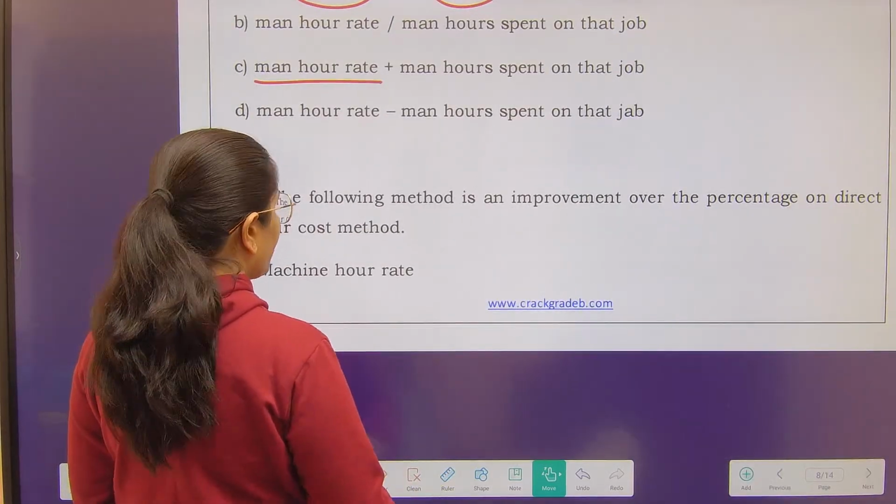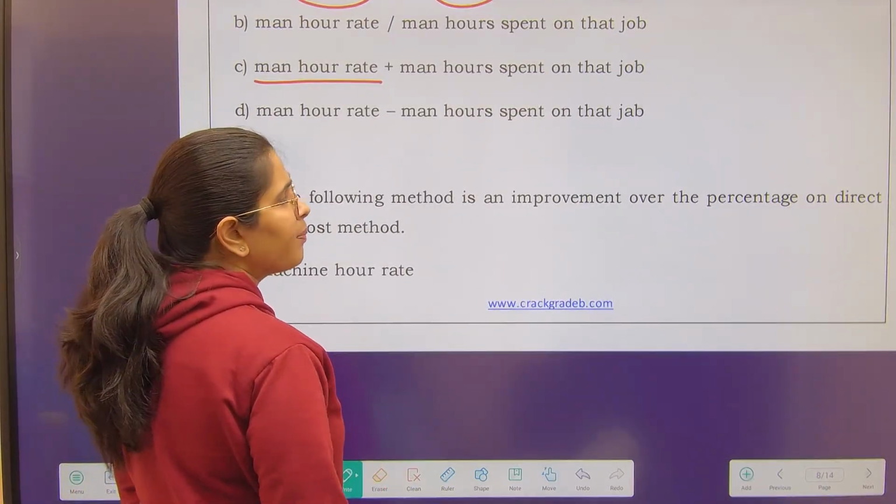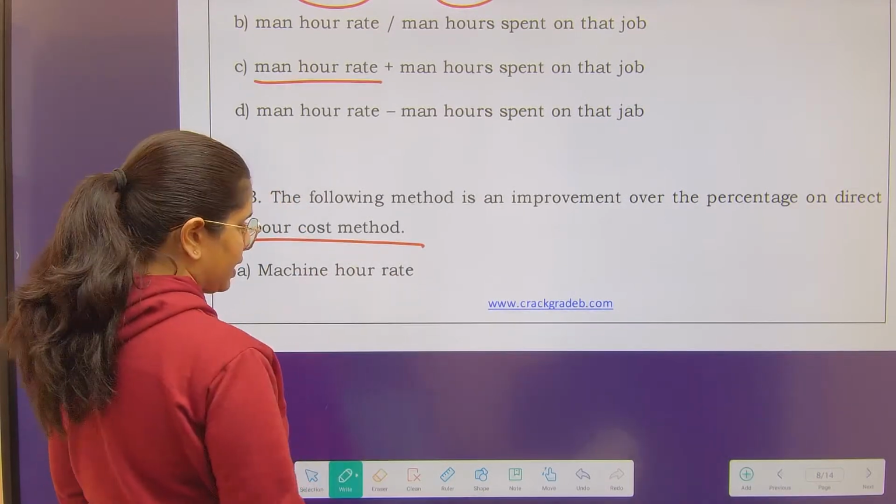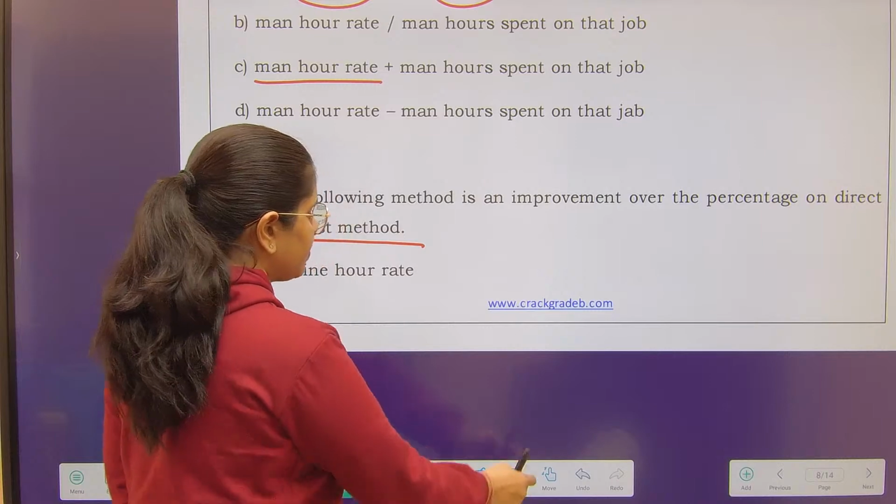Next is, the following method is an improvement over the percentage on direct labor cost method. Now understand this particular thing.